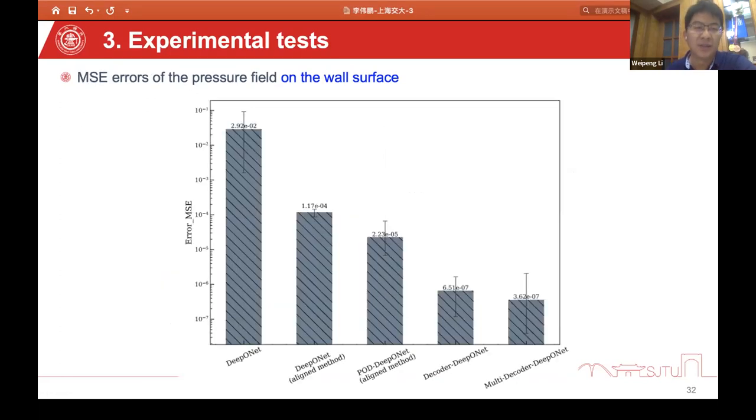Finally, we give the MSE error of the pressure field on the wall surface for all testing cases. And we can see that the decoder is much better than the POD DeepONet. And with the multi-input, the errors can be further reduced as expected. That's nothing surprising, because we need more information from the label data, right?